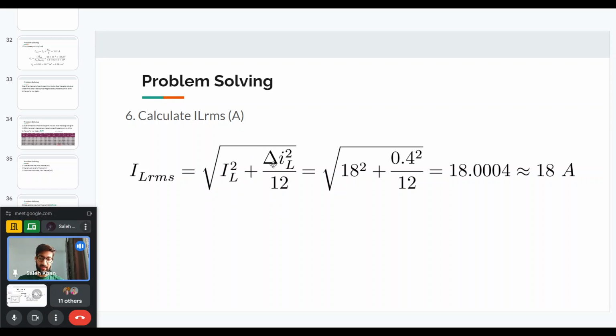And in this case, since the AC ripple is very small, it is only 0.4 amperes. If you do this calculation, you get that the RMS current is 18.0004. And if we approximate it up to 2 decimal places, we get basically 18 amperes. So the RMS is almost equal to the DC because the AC ripple is very small.